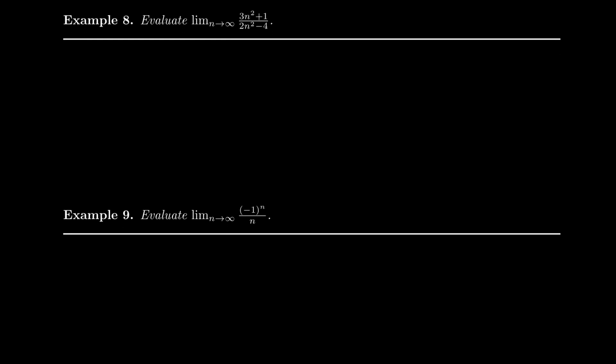The next example here is to evaluate the limit as n goes to infinity of 3n squared plus 1 over 2n squared minus 4. It's the same sort of idea. You can look at this. N is getting infinitely large here. So then this plus 1 and this minus 4 don't really matter. And look here, the n squareds cancel, and what you're left with is 3 over 2. If you want to, you're more than welcome to pause and divide the numerator and denominator by n squared.